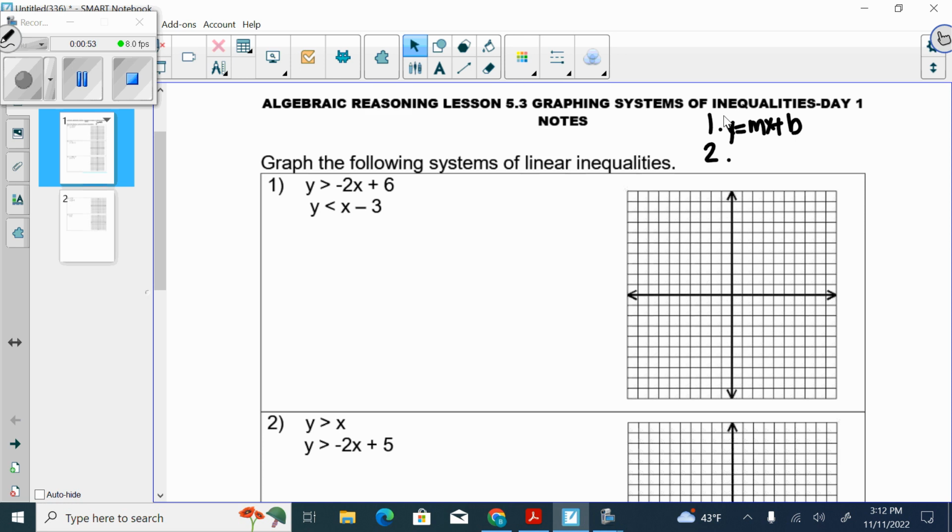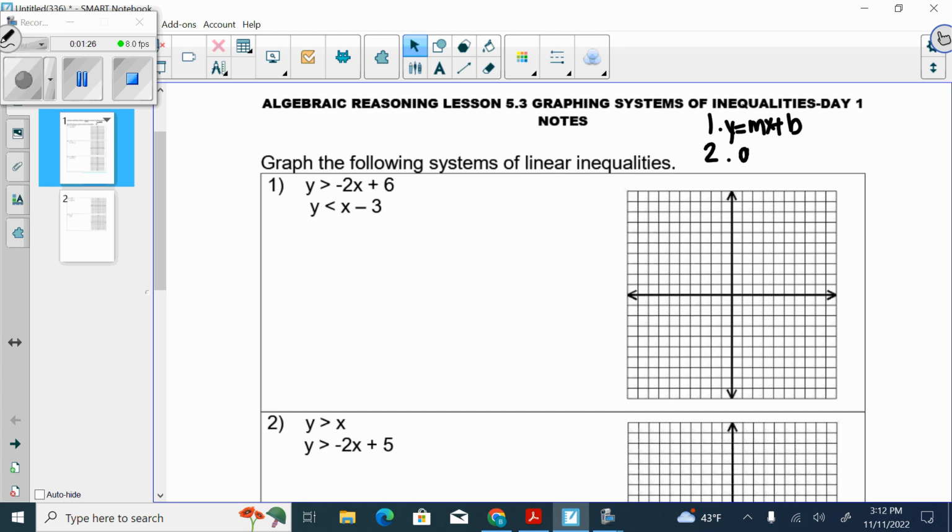Step number 1: y equals mx plus b. Step number 2: we're deciding if our line should be dotted or solid.